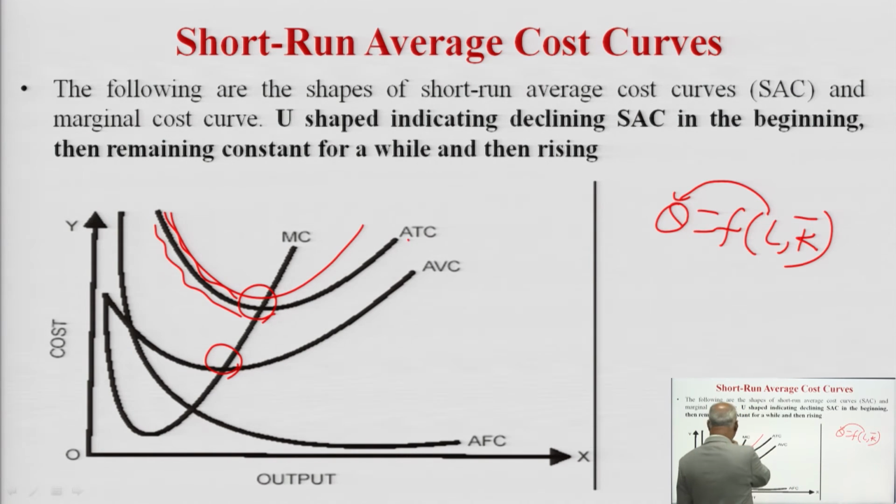Average fixed cost is downward sloping, that means average fixed cost is convex to the origin. And continuously as the output increases, you will find that average fixed cost gradually becomes less and less, because the total fixed cost is constant.